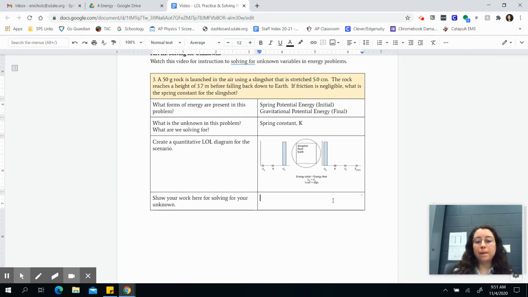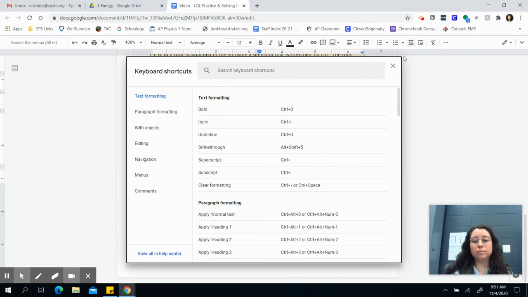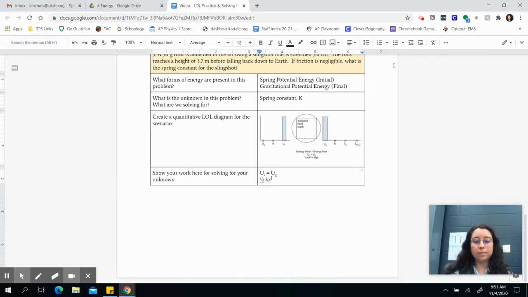Now we're going to show our work. This is why we wanted to have that equation before. So I'll write it again: US is equal to UG, 1/2 kx squared is equal to mgh. I am solving for k. Before I plug in any numbers, and I do have numbers, I am going to solve for k first. Do the algebra; sometimes math cancels. It won't today, but sometimes it does make your life easier.